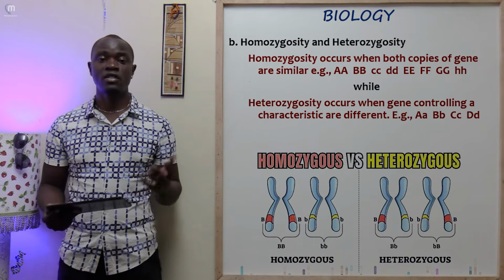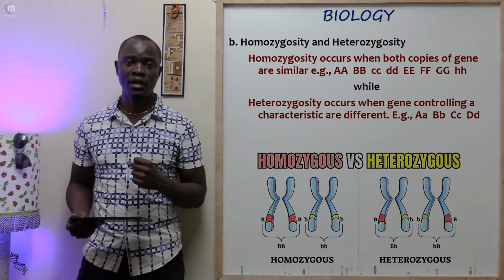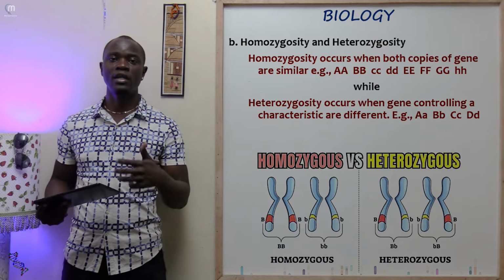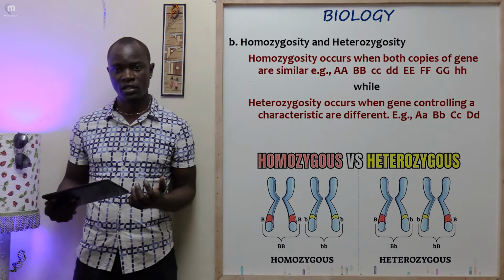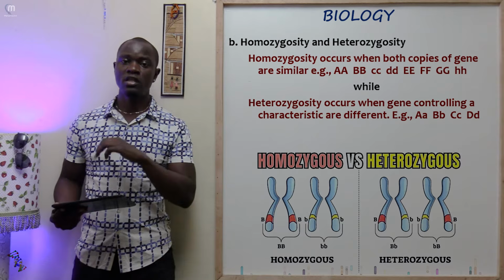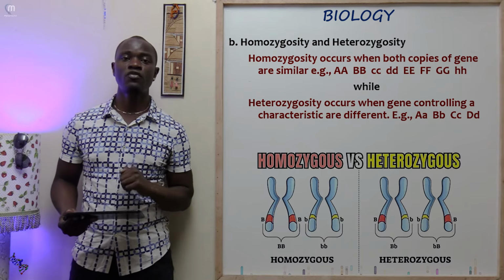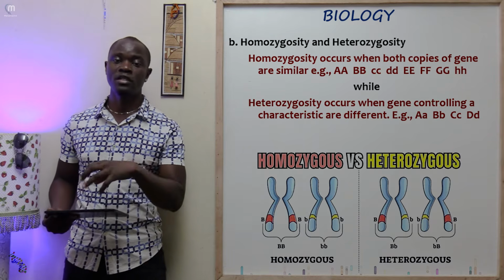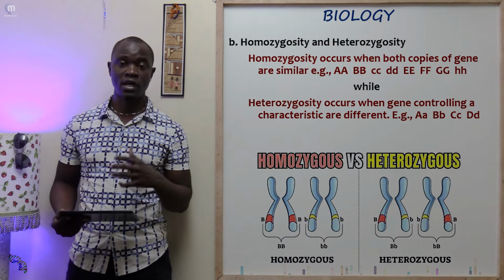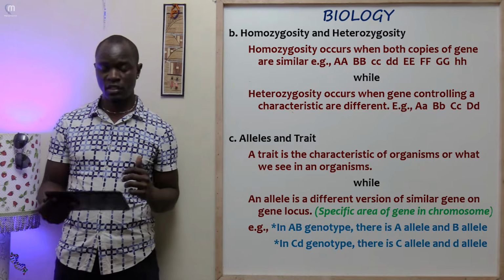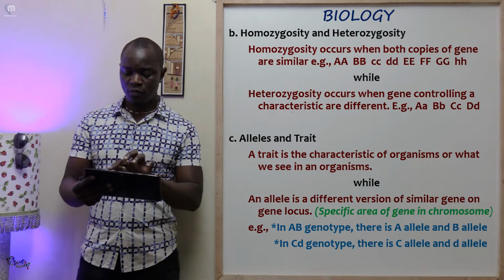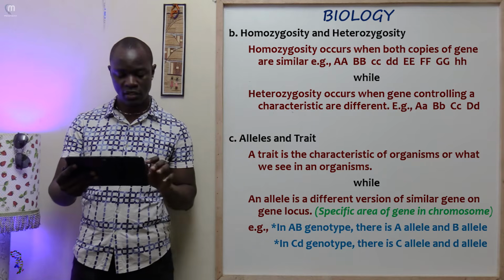But what about heterozygosity? For heterozygosity, remember, this is when the alleles are different, or the genes controlling a characteristic are different. So if the specific genes which control the characteristic are different, this condition is referred to as heterozygosity. So that is that phenomenon or condition. It is what is being referred to as heterozygosity.